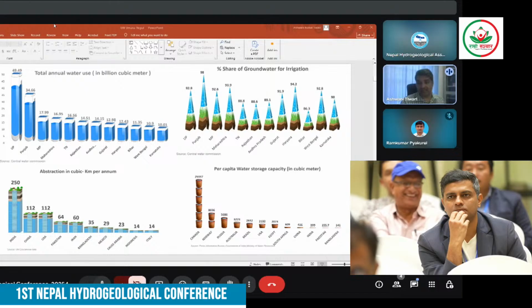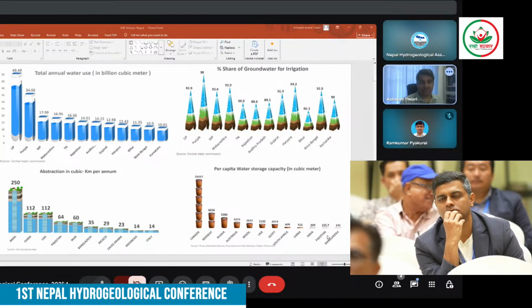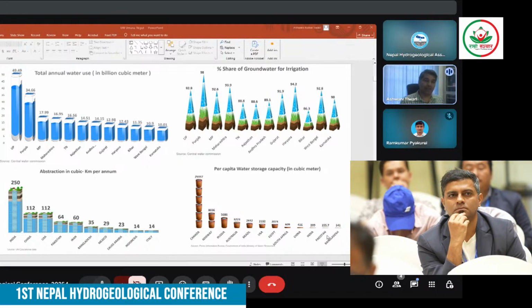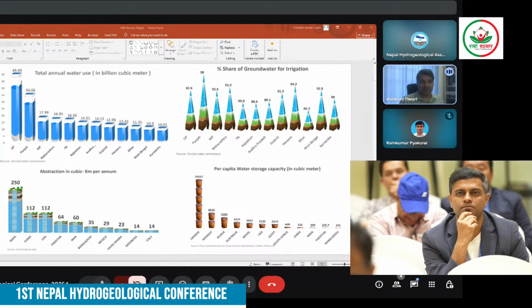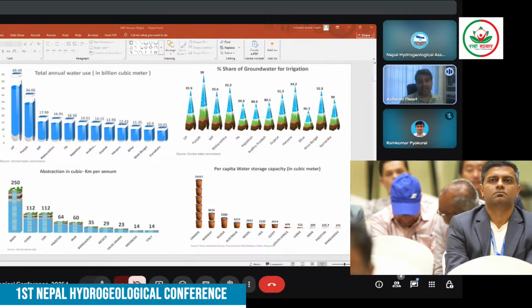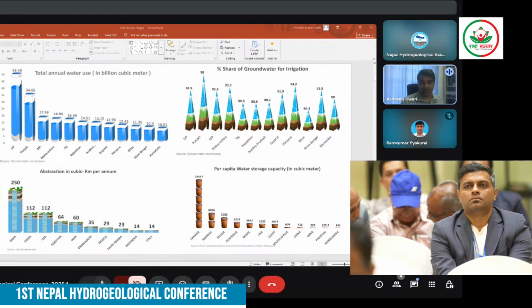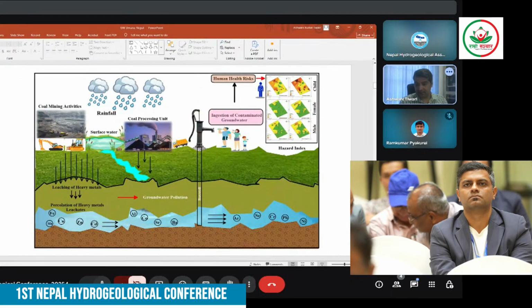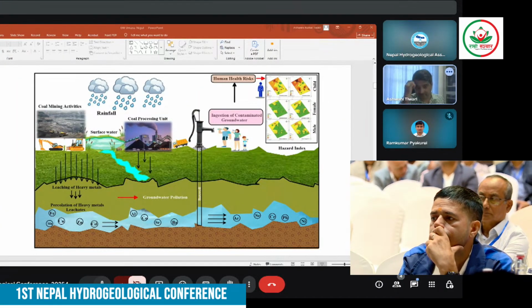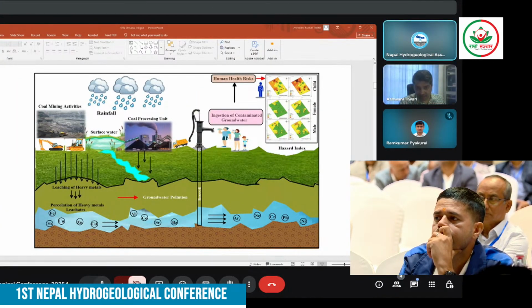And if you see the per capita storage, we are very low. We have less storage, we are withdrawing a lot, and we are suffering from water depletion as well as groundwater contamination. Can you see the next slide now? Yes. Okay.